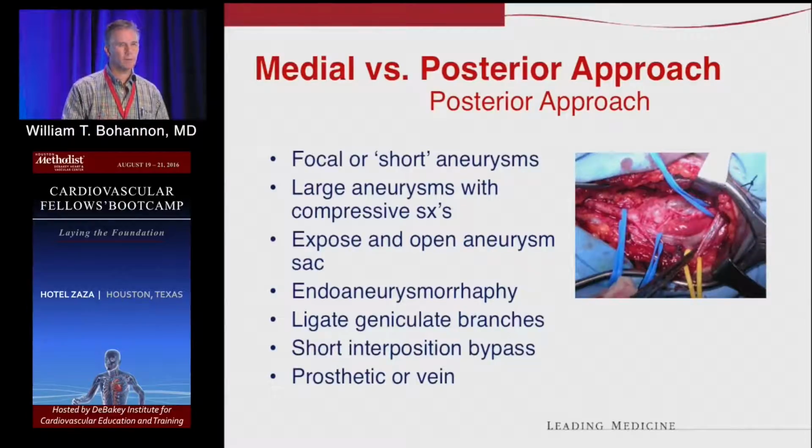In regards to the posterior approach, which is a fun and kind of neat operation, it's ideal for focal or short aneurysms, or certainly large aneurysms that are having compressive symptoms. So you expose and open the aneurysm sac, and it's almost like doing a mini open abdominal aneurysm repair, an endoaneurysmorrhaphy. That way you can ligate the geniculate branches, decompress the popliteal fossa, and it works well with the short interposition bypass, whether it be prosthetic or vein. Both tend to do fairly well.